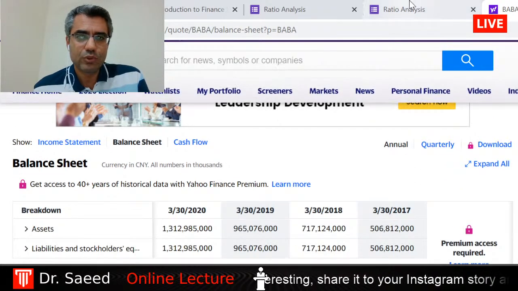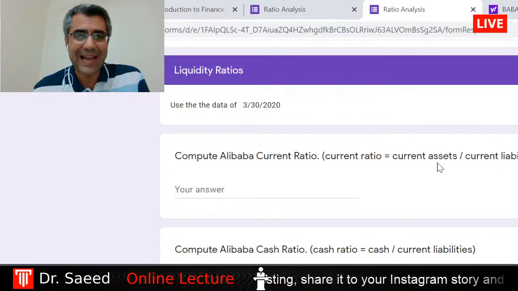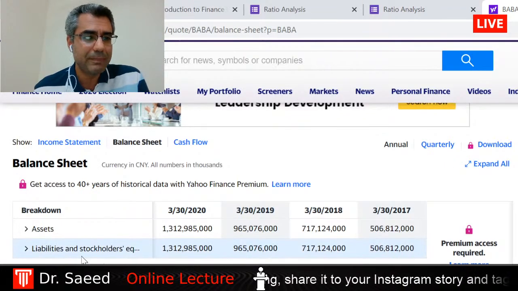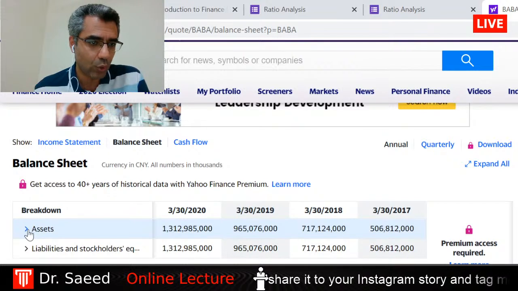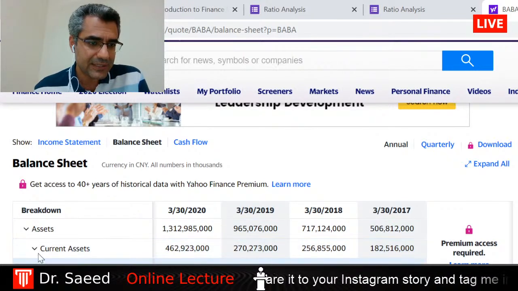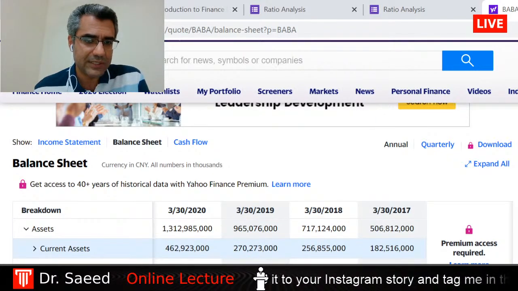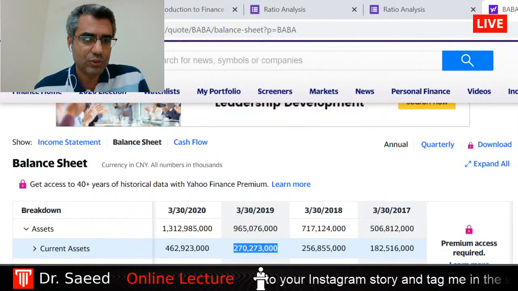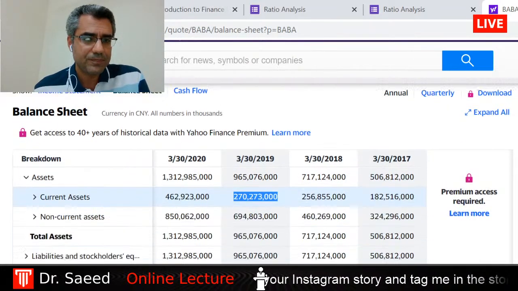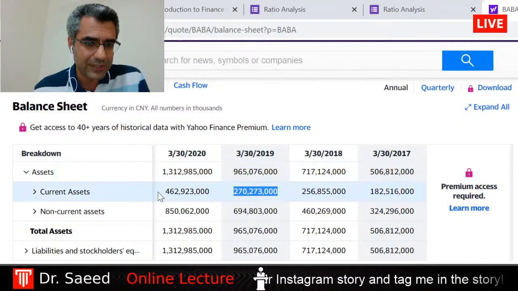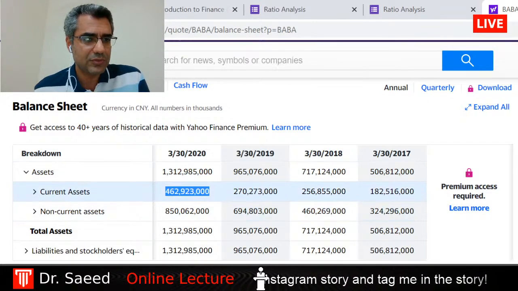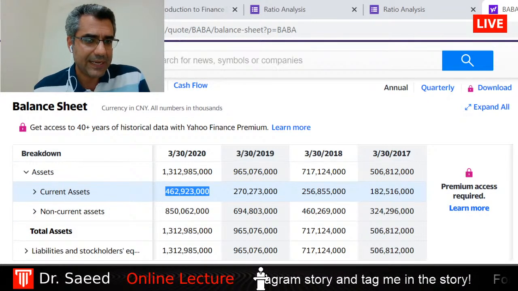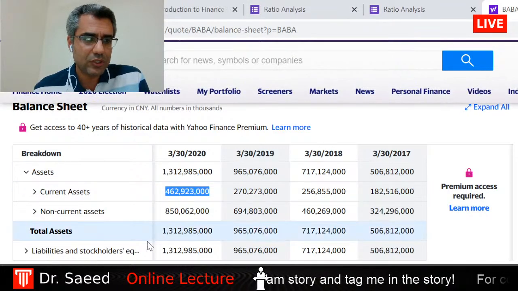Balance sheet. So current assets and liabilities. These should be in the balance sheet, right? So I open this, current assets. The total current assets is here. So this is your current assets for 2020, and then divided by current liabilities.